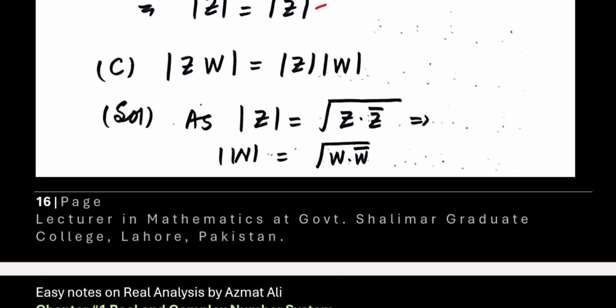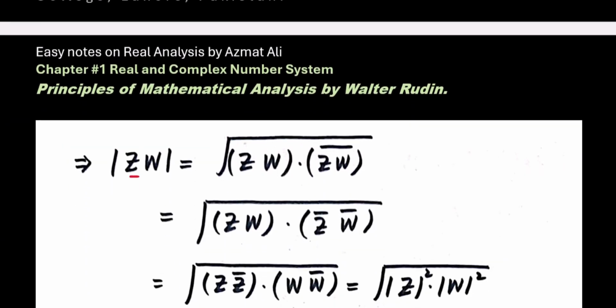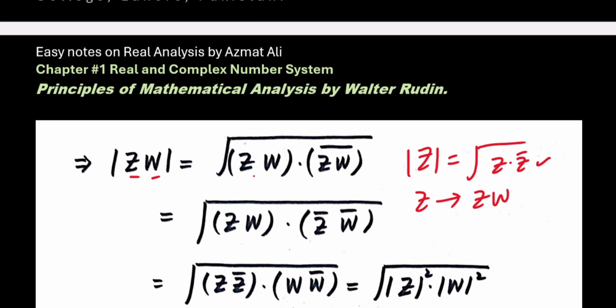In the next property, we have to show the absolute value of the product z into w is equal to the product of their absolute values. As |z| is equal to the square root of z into z conjugate, for a complex number w we can write it as the square root of w into w conjugate. As z and w both are complex numbers, the product of two complex numbers is again a complex number. So I can use the definition for this product, |z| is equal to the square root of z into z conjugate. So replace z with z into w. Putting z equal to zw in this definition, we have zw into the conjugate of z into w. By separating the conjugate, this is the property of conjugate, this can be written as z conjugate into w conjugate.